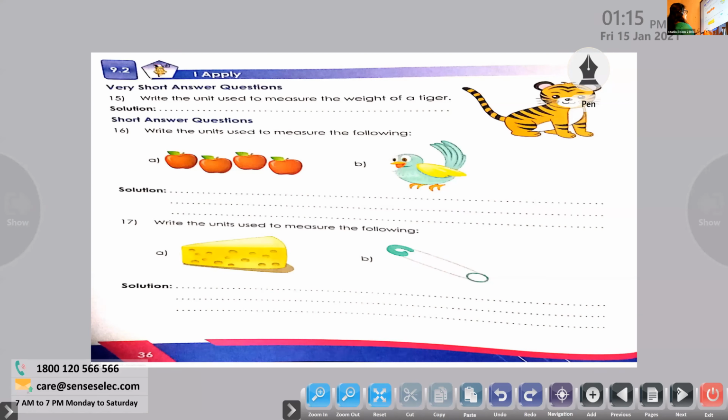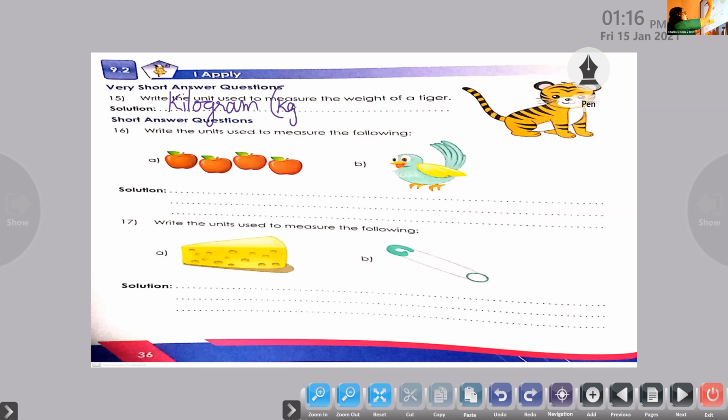Question number 15, Nia. Question number 15 is, write the unit used to measure the weight of a tiger. Kilogram, very good. The tiger is a big animal. Most of the animals are very big and the tiger is too heavy also. So it is measured in kilogram.